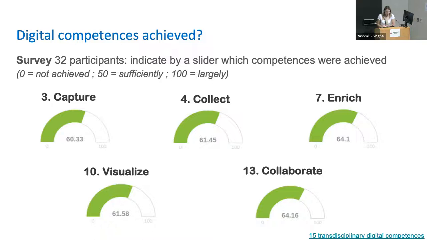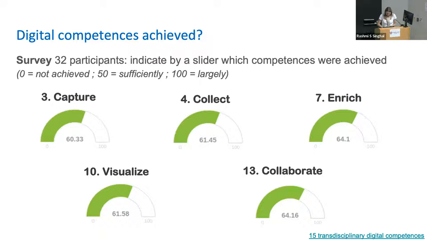And we see that capturing digital items, creating a digital version, collecting digital items, making a collection, enriching those items, visualizing and presenting my material in a digital way or using digital methods, and collaborating were the 5 most digital competences which they indicated that they had achieved.